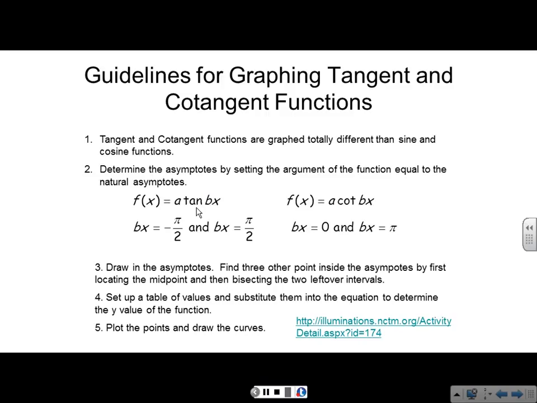So what we're going to do after we figure out what these asymptotes are going to be, remember, determine the asymptotes by setting the argument of the function, that's going to be your angle, equal to the natural asymptote. So the natural asymptote for tangent is going to be negative pi over 2 and pi over 2. So you're going to set your argument equal to each one of these asymptotes. And same thing for cotangent, you're going to set your argument equal to each one of these. Once you know what your asymptotes are going to be, draw the asymptotes. And remember, an asymptote is just an imaginary vertical line. Find 3 other points inside the asymptotes by first locating the midpoint and then bisecting the 2 leftovers. I'm going to do it a little bit differently, but you can do this this way if you want to.